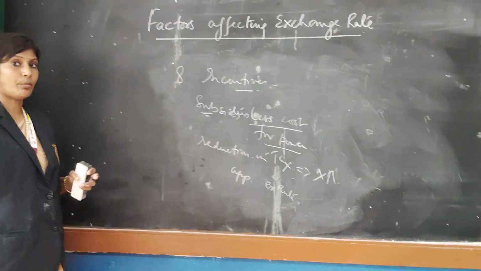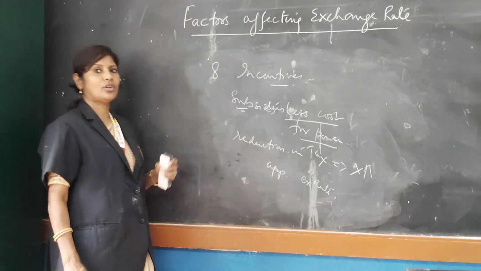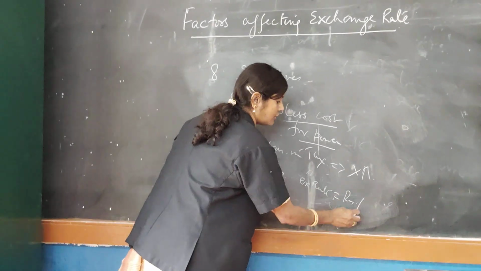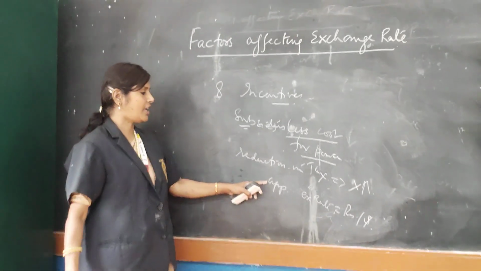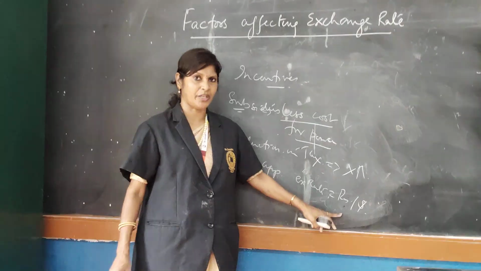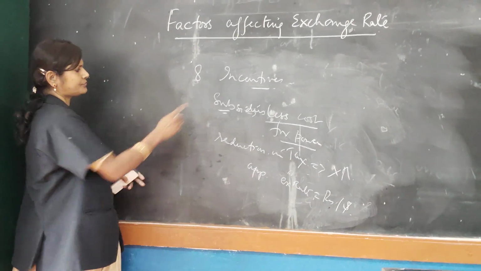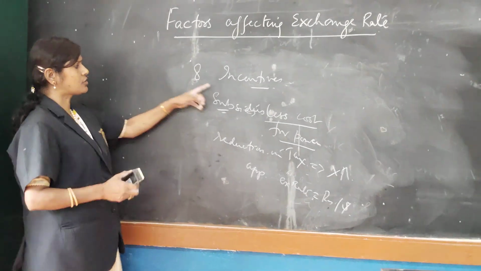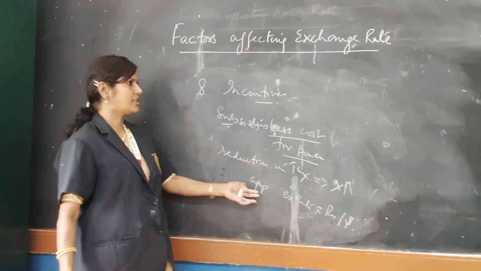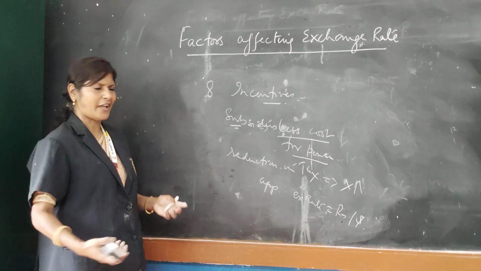Here, in the beginning I should have told you that the exchange rate is from rupee to dollars, right? So when I say appreciation, it is appreciation of the rupee, and depreciation is depreciation of the rupee. So incentives also play a major role in influencing the exchange rate, right?